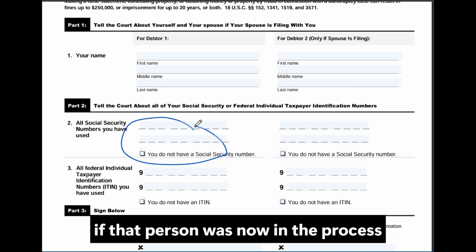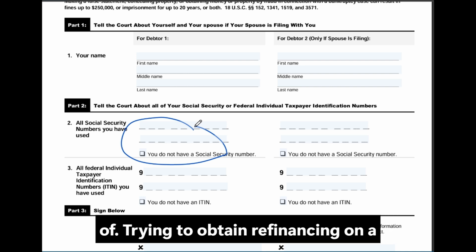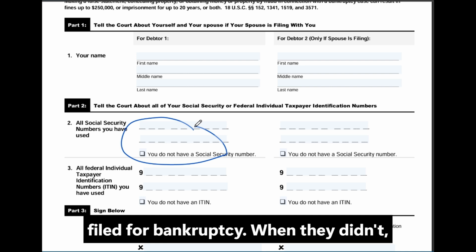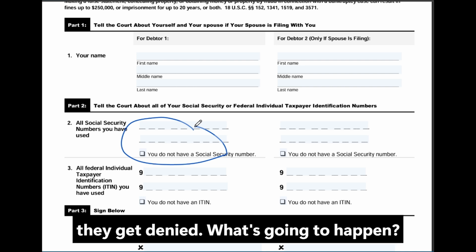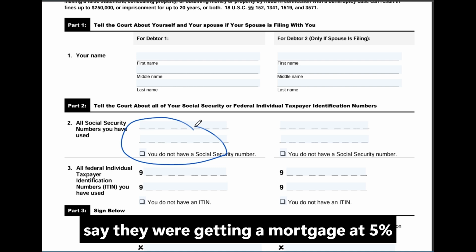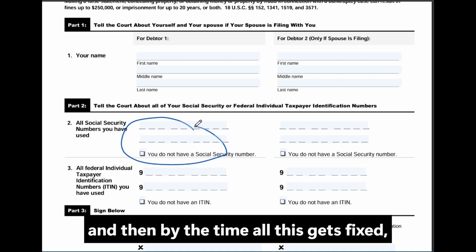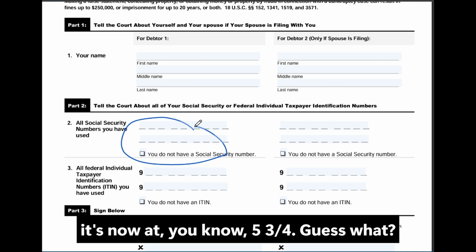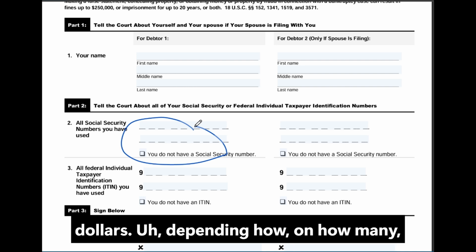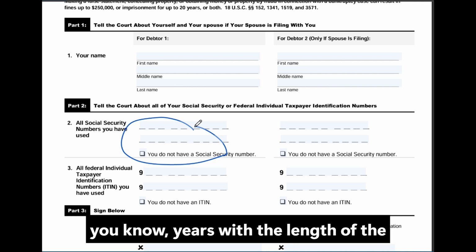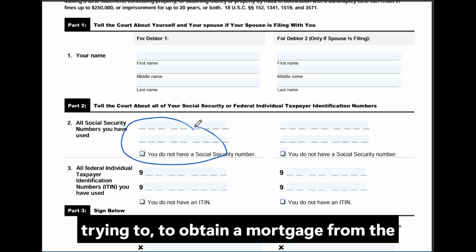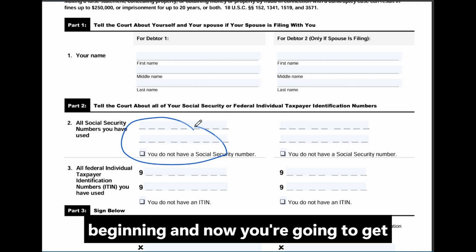That could be a huge problem, because imagine if that person was now in the process of trying to obtain refinancing on a mortgage. This issue shows up that they filed for bankruptcy. When they didn't, they get denied. What's going to happen? Well, if the interest rates go up, let's say they were getting a mortgage at 5%, and then by the time all this gets fixed, it's now at 5.75. Guess what? They're losing tens of thousands of dollars, depending on the length of the mortgage. If not more, if we're talking a full mortgage of 30 years, if they were trying to obtain a mortgage from the beginning, and now you're going to get sued.